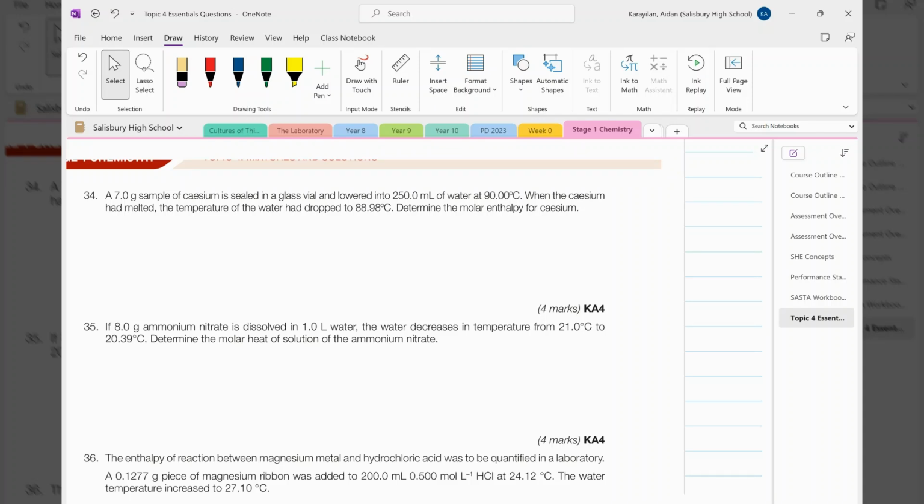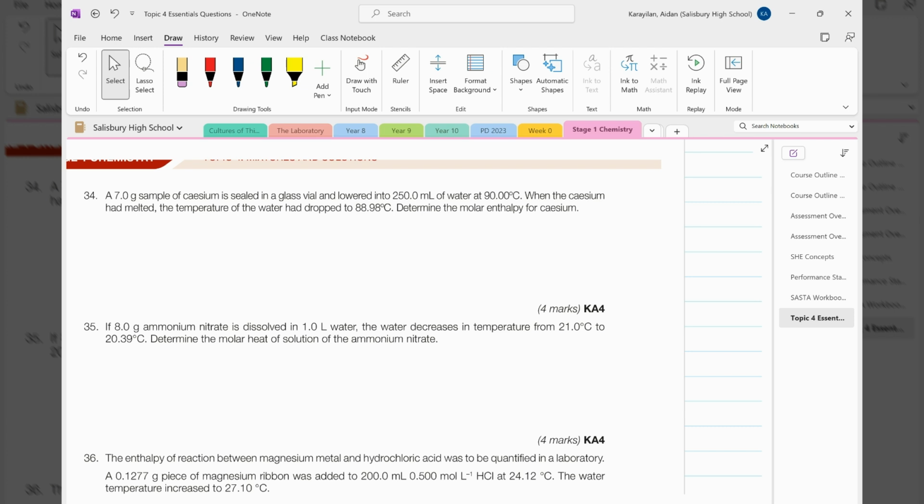So, a 7.0 gram sample of cesium is sealed in a glass vial and lowered into 250 milliliters of water at 90.00 degrees Celsius. When the cesium had melted, the temperature of the water had dropped to 88.98 degrees Celsius. Determine the molar enthalpy for cesium.